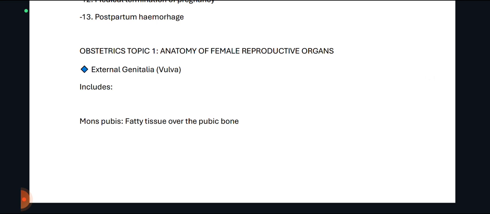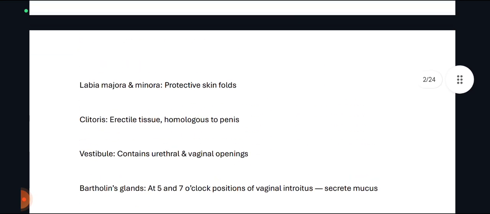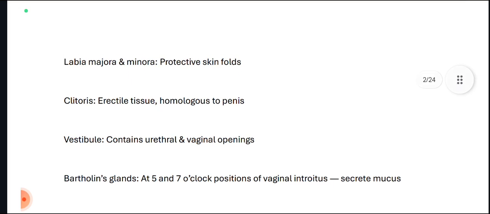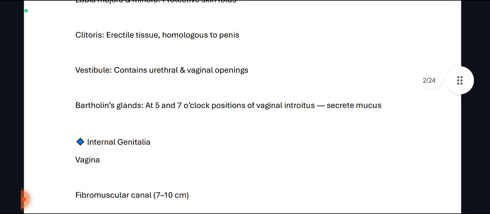Okay, so the external genitalia is there, vulva. It includes mons pubis, which is a fatty tissue over the pubic bone. There are labia majora and minora. These are protective skin folds. There is clitoris, which is an erectile tissue which is homologous to penis. And there is vestibule, which contains urethral and vaginal openings. And Bartholin glands are there. They are at 5 and 7 o'clock positions of the vaginal introitus, and these secrete the mucus, which makes the female reproductive pathway slippery.